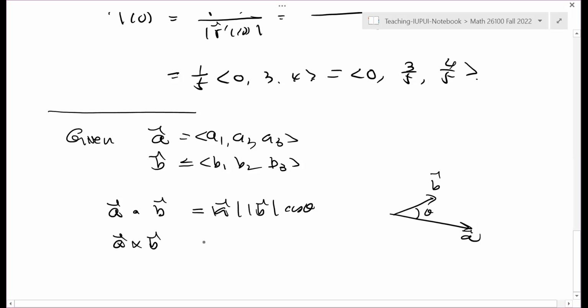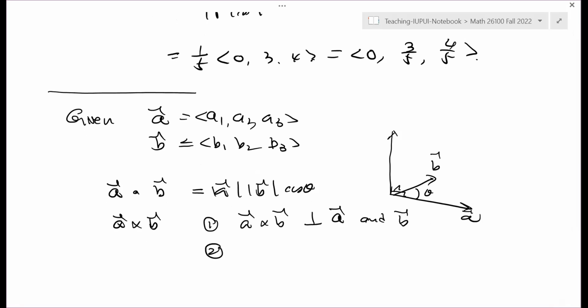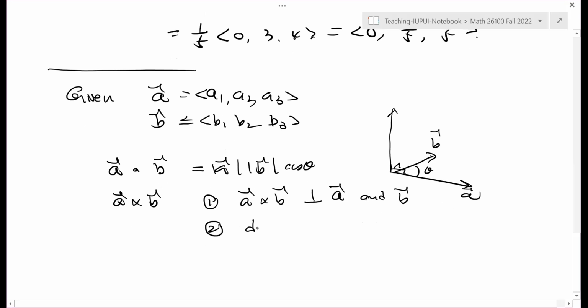It is perpendicular to those two vectors, okay? So this has the following properties. One is perpendicular to A and B. Second, the direction should be determined by the right hand rule, from A to B, right? So the direction should be going like this. It's determined by rotating from A to B.